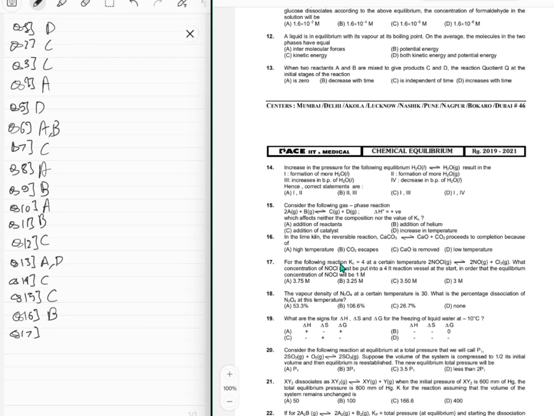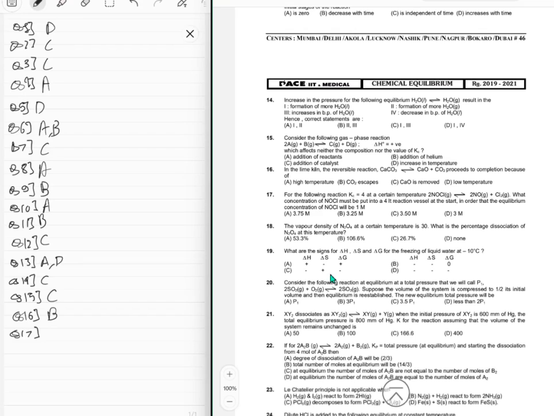Question number 17. For the following reaction, Kc is equal to 4 at a certain temperature. What concentration of NaCl must be put into a 4-liter reaction vessel at the start in order that the equilibrium concentration of NaCl will be 1 molar? And what's the time now? 6:16. So I'm going fairly good, fairly fast.